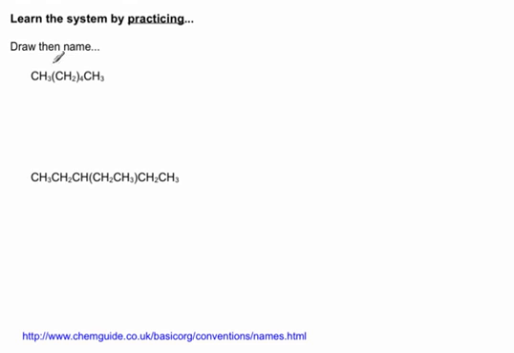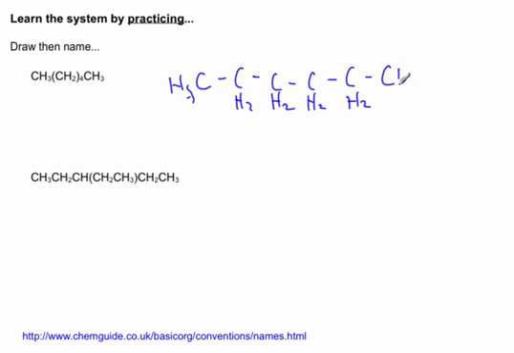Lastly, draw then name. So here are these structural formulae. So I have CH3, CH2, 4. So I have 4 carbons in the middle and another CH3. So that's a 6 carbon chain. 1, 2, 3, 4, 5, 6. Saturate with hydrogens. So I'm going to bond the appropriate amount of hydrogens to each carbon. So that's a 6 carbon hydrocarbon, so that's simply hexane. There's no branches, so it's hexane.